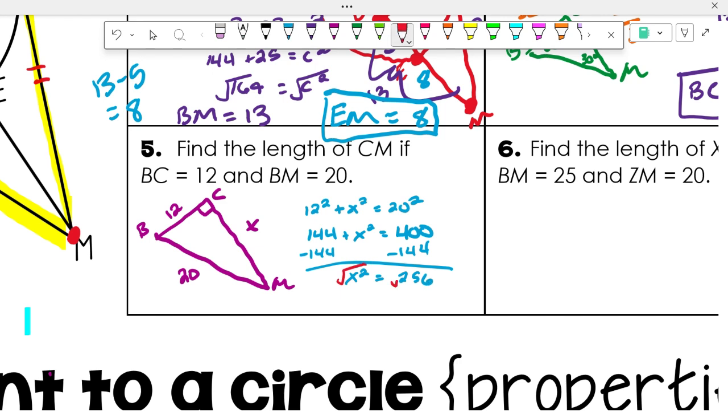Take the square root of both sides. CM is equal to what? Anyone know what the square root of 256 is off the top of their head? 16.